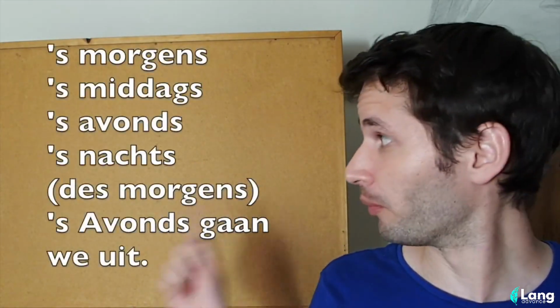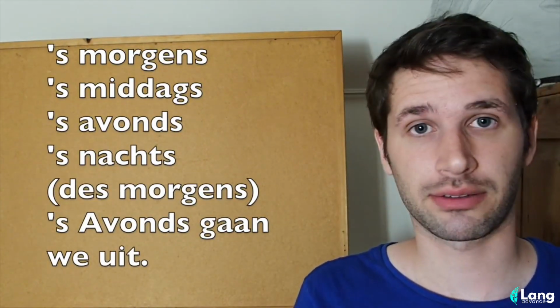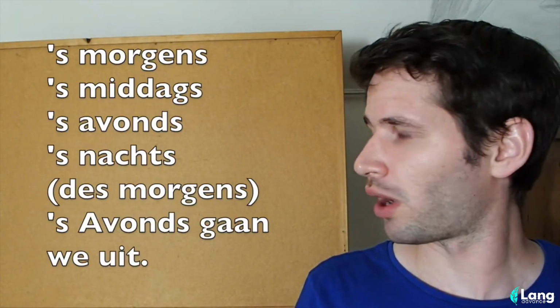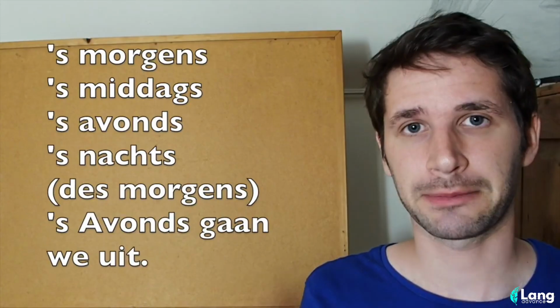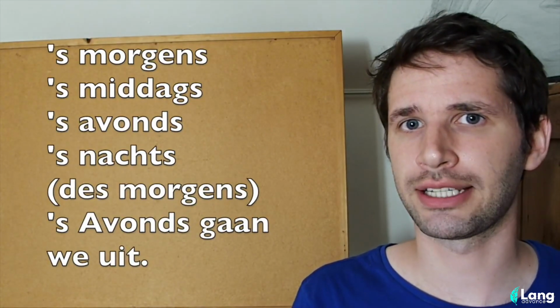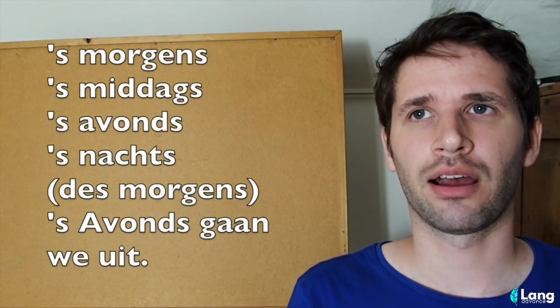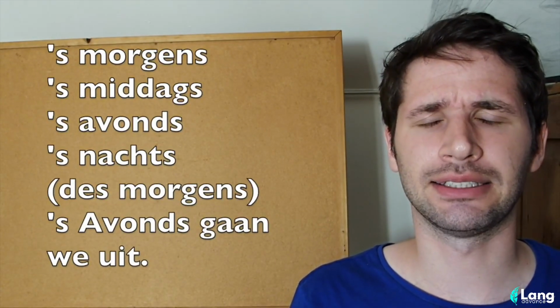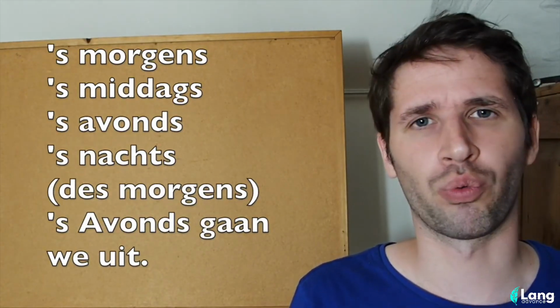One more important remark. If you want to say in the morning, in the evening, you use this one. 's morgens, 's middags, 's avonds, 's nachts. That's a fixed expression somehow. So in the morning, around noon, in the evening, in the night, or during the night, that's also a translation. And it comes from a very old case. And cases are something that exists in German, in Latin, in Greek. It's kind of a conjugation of a word.